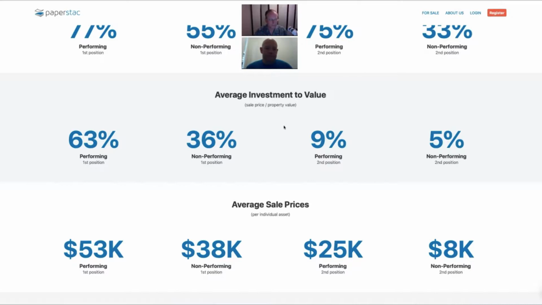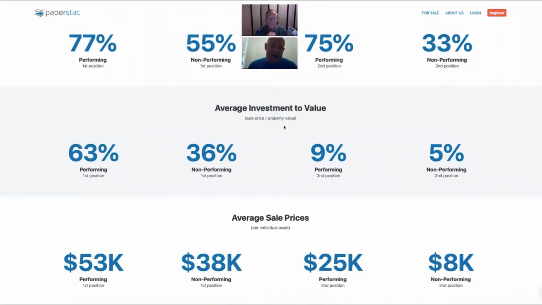Yeah, 63%. And touching on that, you hit the nail on the head. Risk meter. How do you calibrate your risk? If there was a red, yellow, green risk meter, this would be it. Everybody, you've got to look at the investment to value, because at the end of the day, your asset's backed up by real estate. 63% of the value on a performing loan. That, my friend, makes my eyes pop out of my head.